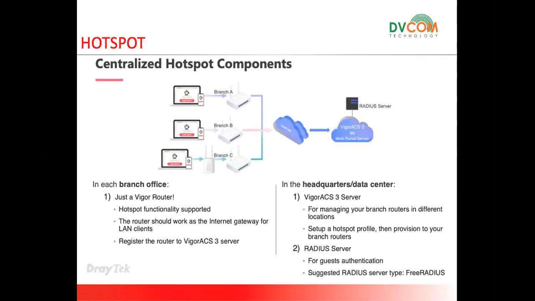In the headquarters or data center, you can deploy your VigorACS 3 server for managing your branch routers in different locations. Set up a hotspot profile, then provision it to your branch routers, so that from the centralized VigorACS 3 you can access all your branch routers and configure your profiles. These profiles you can push to all the branch routers, so from a single dashboard you can do this activity. You don't need to connect to each and every branch manually or create separate SSIDs. Simply access through ACS and configure all this. And for the RADIUS server for guest authentication, the suggested RADIUS server type is FreeRADIUS.